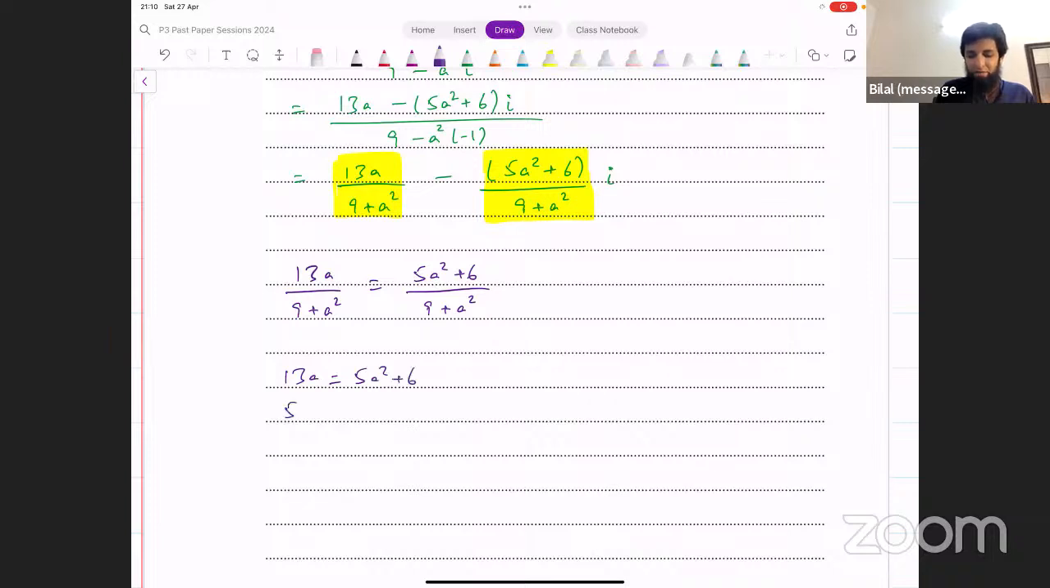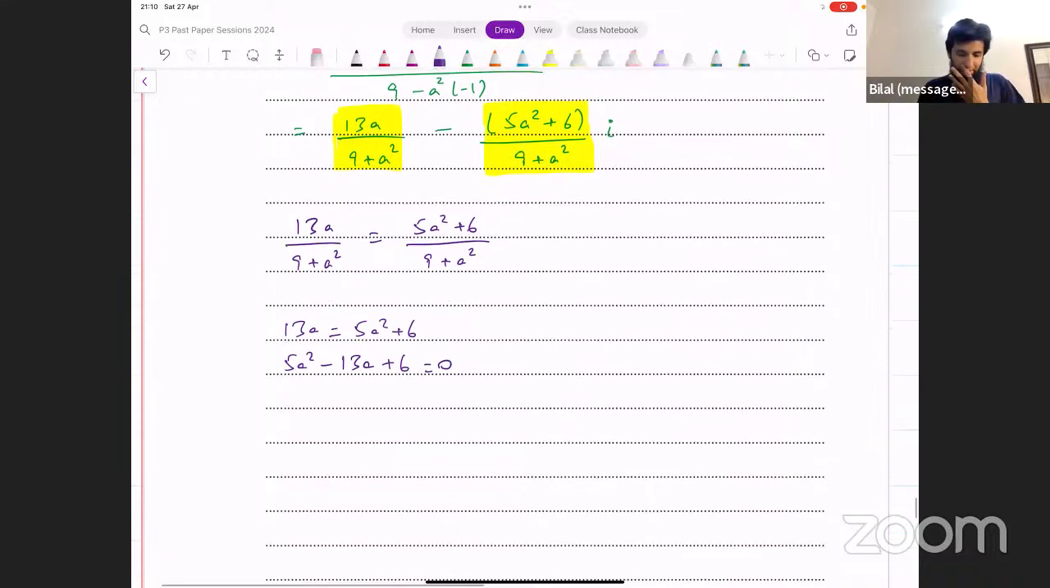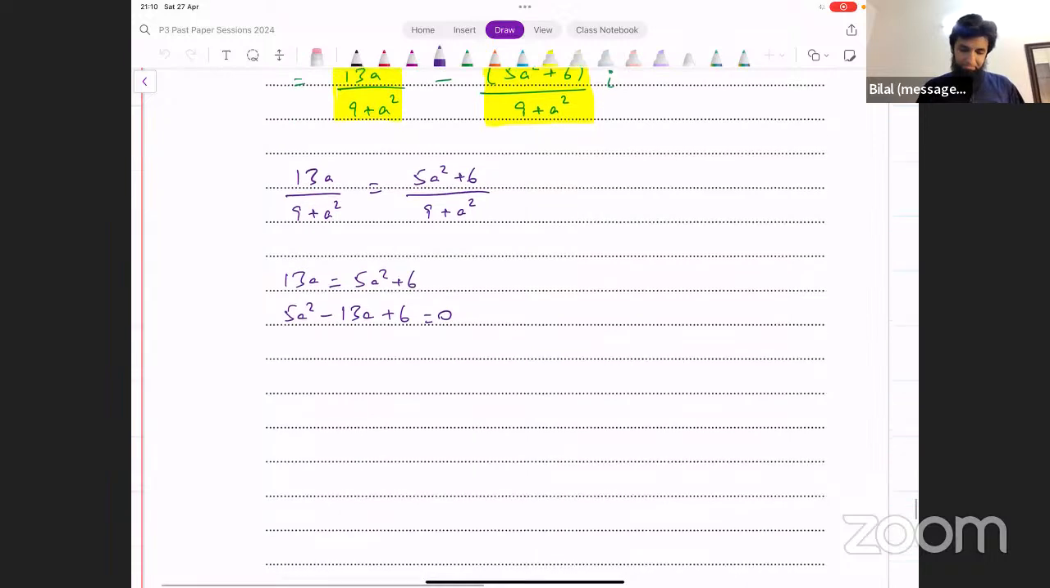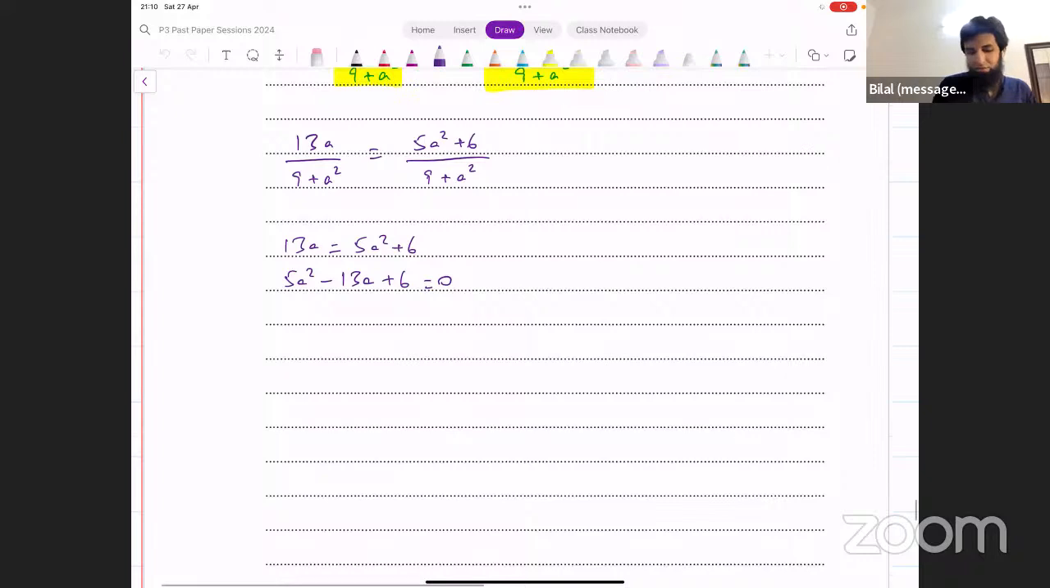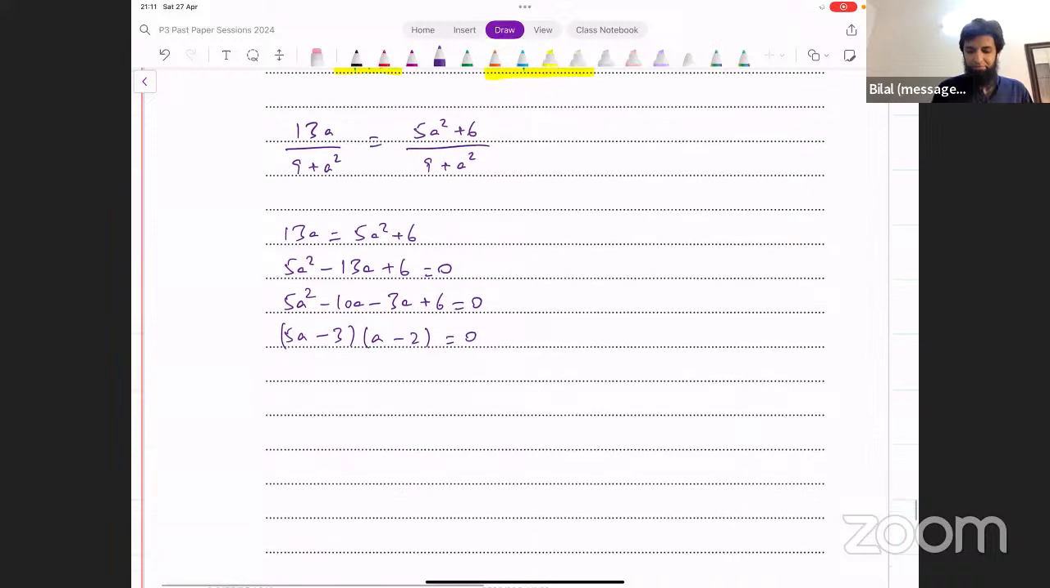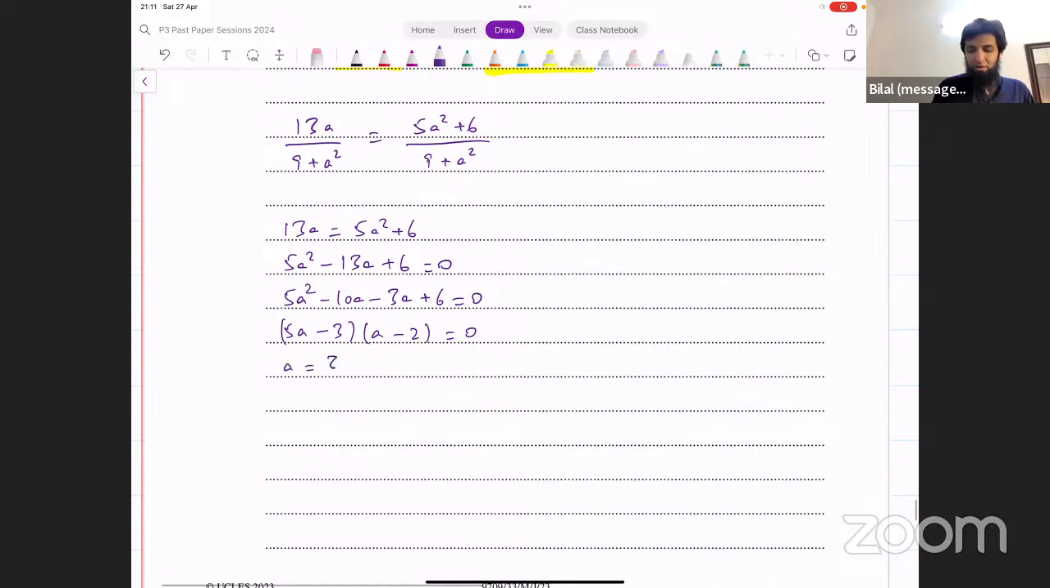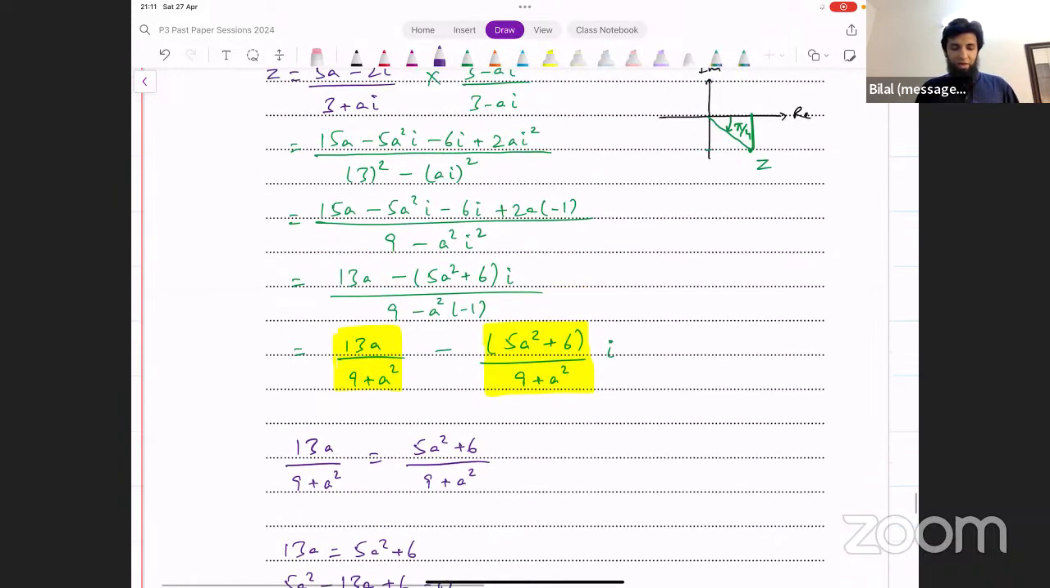We can solve this quadratic equation. 5a squared minus 13a plus 6 equals 0. Can we factorize this? We need to have 30, and by adding, so we can use 10 and 3. 5a squared minus 10a minus 3a plus 6 equals 0. That gives us 5a minus 3 as one factor and a minus 2 as the other factor. a equals 3 over 5 or a equals 2. These are the two values of a that I'm getting.